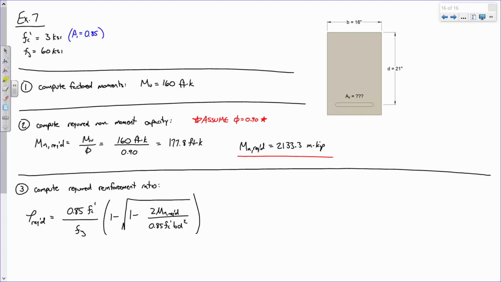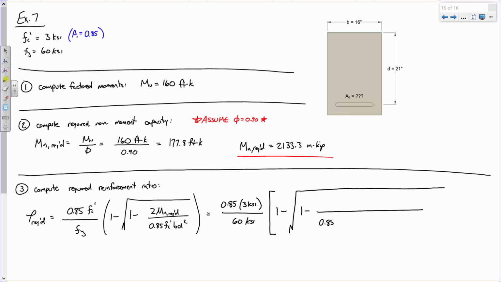Okay, so now we've got this expression, and part of the purpose of this example is just to get used to this formula because it's really big. I want to make sure that everybody can compute this out. So 0.85 times 3 KSI over 60 KSI, times 1 minus the square root of 1 minus 2 times 2133.3 inch kips over 0.85 times 3 KSI times 16 inches times 21 inches. Don't forget to square the depth on the bottom there.